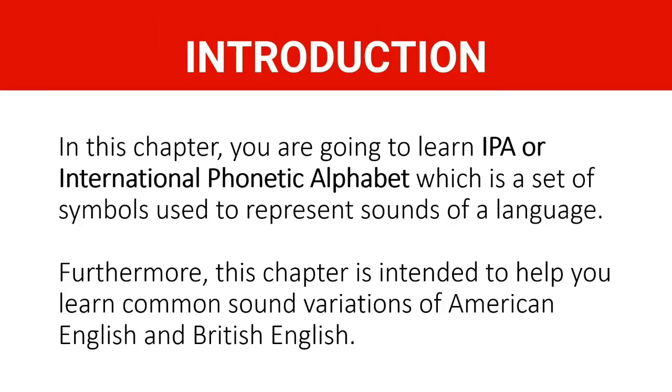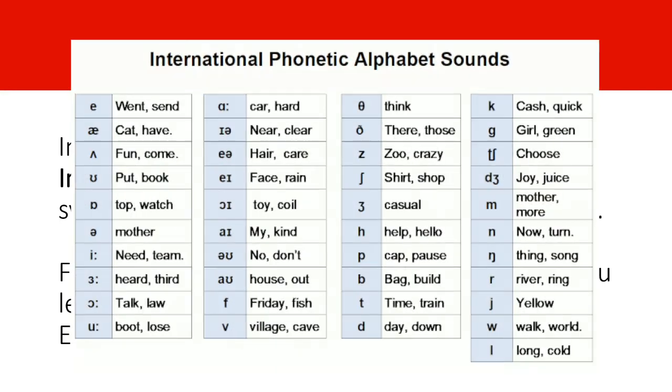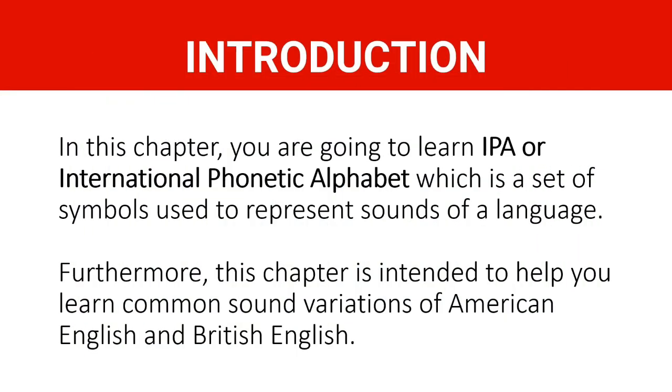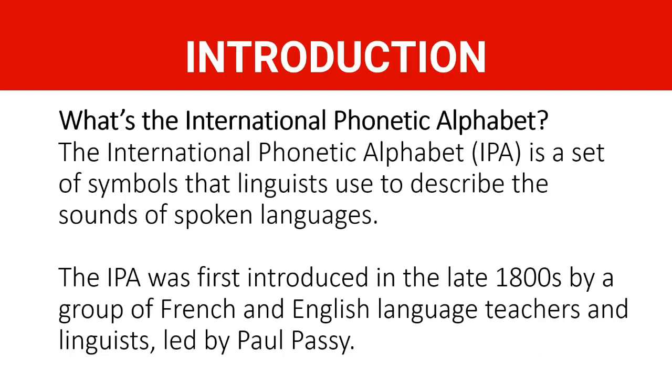In this chapter, you're going to learn IPA or International Phonetic Alphabet, which is a set of symbols used to represent sounds of a language. Furthermore, this chapter is intended to help you learn common sound variations of American English and British English. Now the question is, what's the International Phonetic Alphabet?